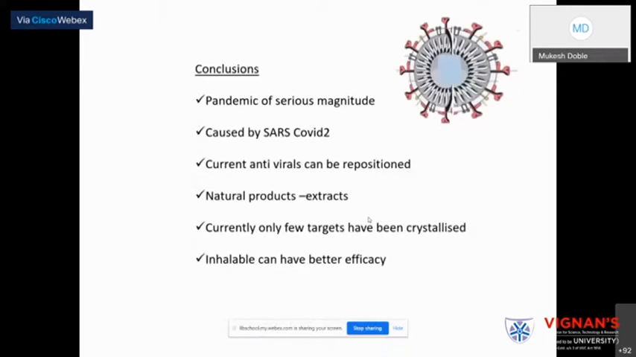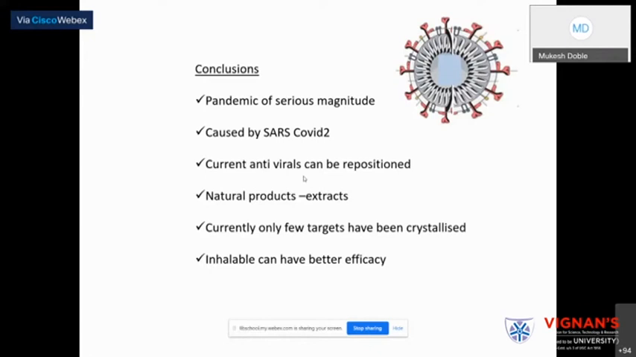Okay, so to conclude, this is caused more by SARS-CoV-2. Although it has much lower genome similarity with SARS-CoV-1 and a higher genome similarity with bat coronavirus, it is considered close to SARS-CoV-1 because the mechanism of action and protein similarities are much closer. The current antiviral drugs are being repositioned, but one needs to consider the toxicity issues as well.